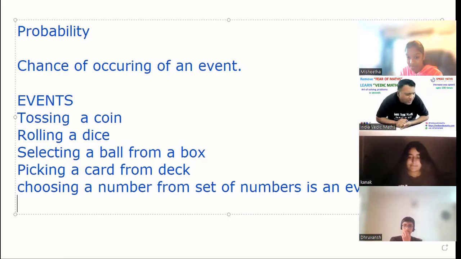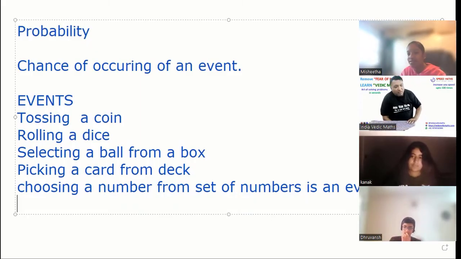You can say going to Mishita's home is also an event, right? Right, Mishita, or not? Give me. Like Priyanka can say, sir, inviting you to my place for dinner is an event, right? The chance I score a soccer goal in a game. Right. Chance of scoring a soccer goal in a game is an event.